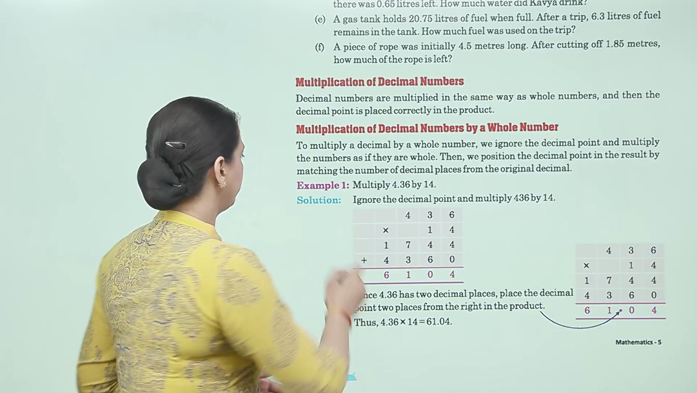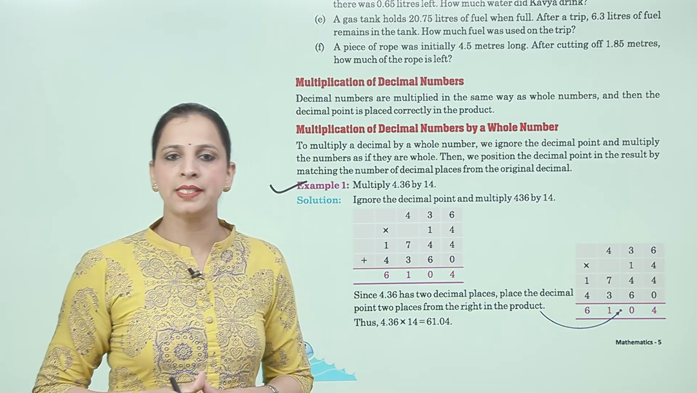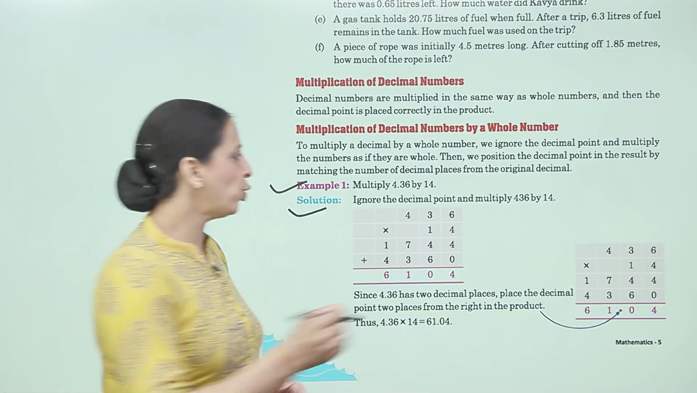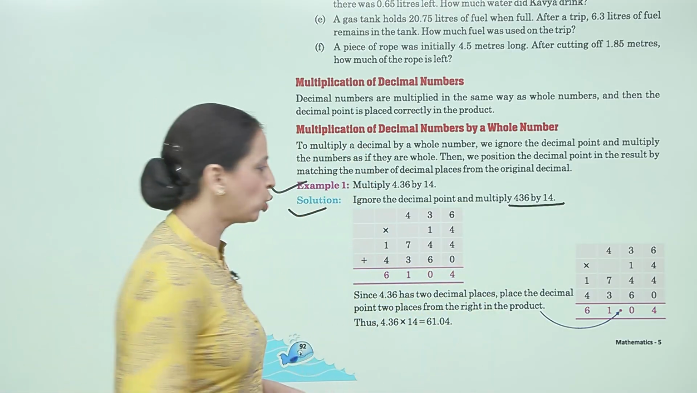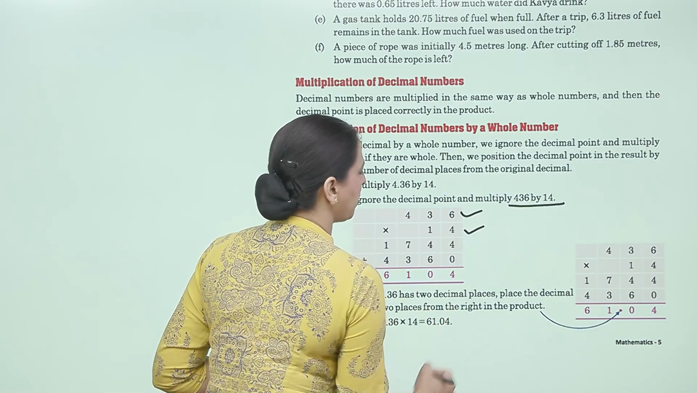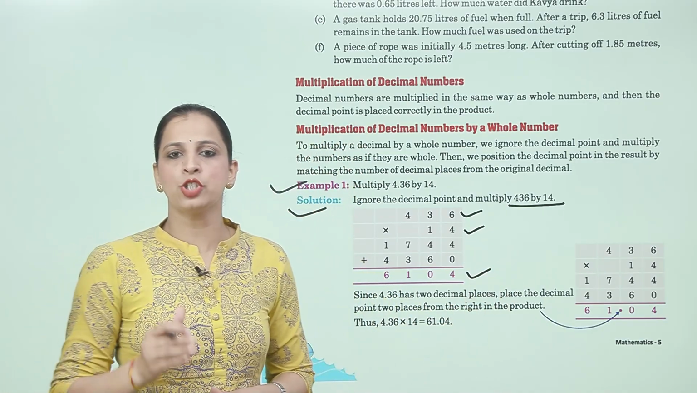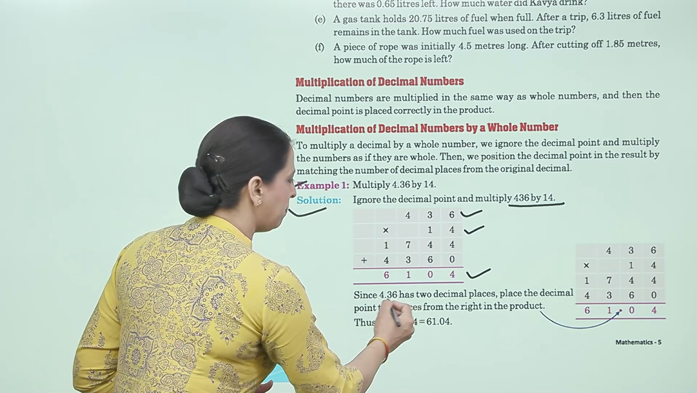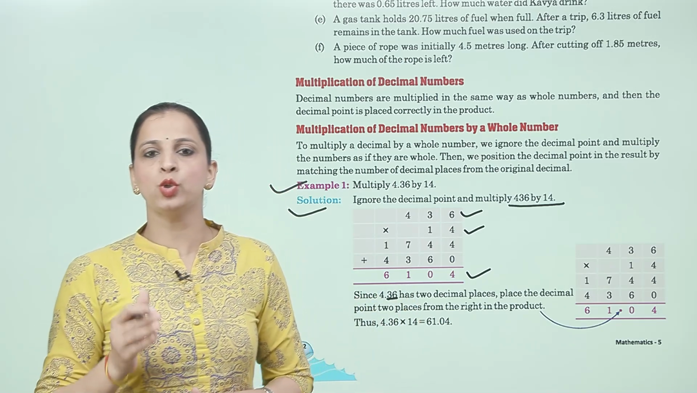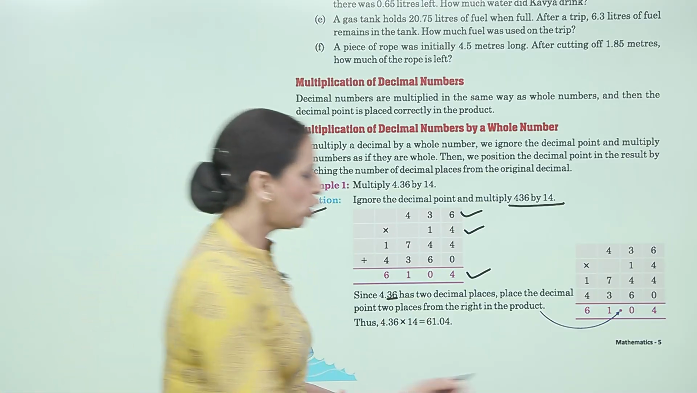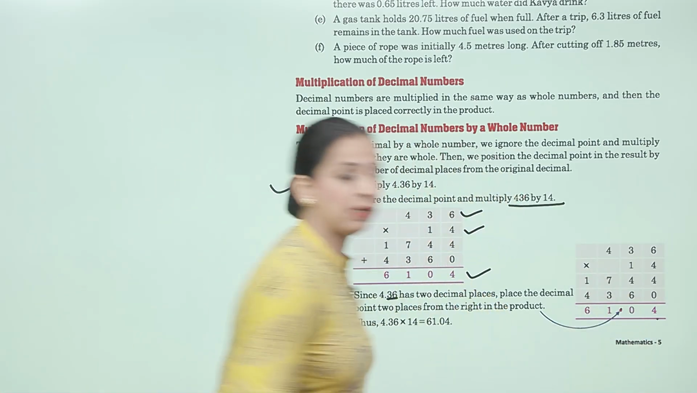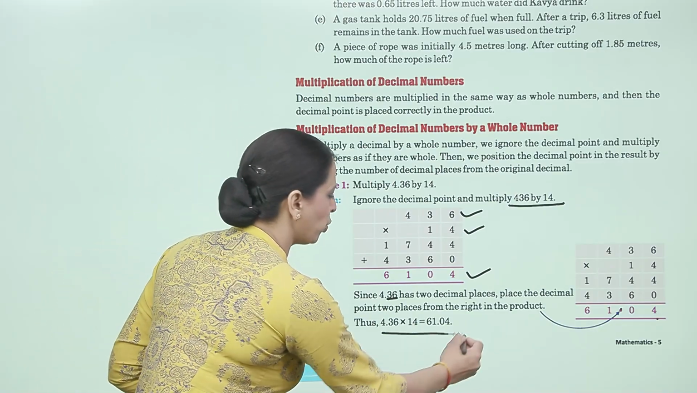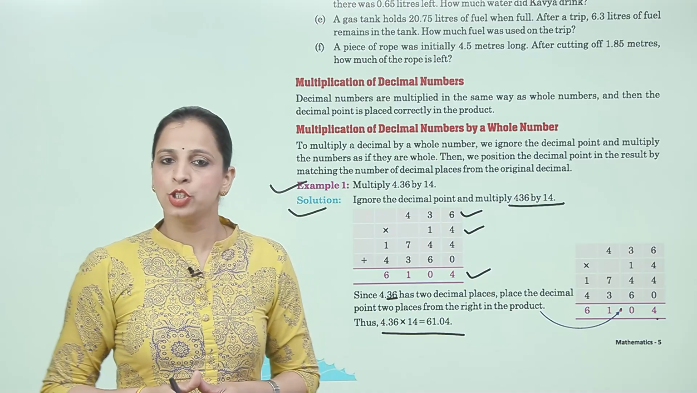Now, example 1. Multiply 4.36 by 14. Now solution, ignore the decimal point and multiply 436 by 14 as usual. We multiply 436 by 14, we get 6104. Now, since 4.36 has two decimal places, place the decimal point 2 places from the right in the product. So, from the right side 1, 2, we put the decimal here. So 4.36 multiplied by 14 becomes 61.04.